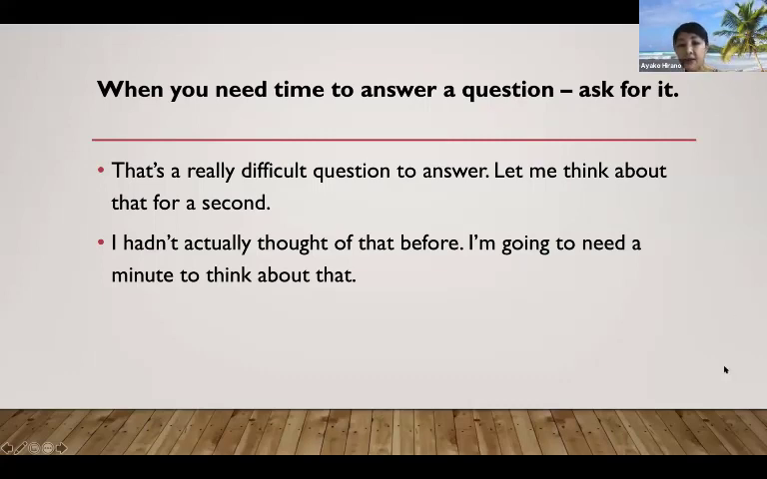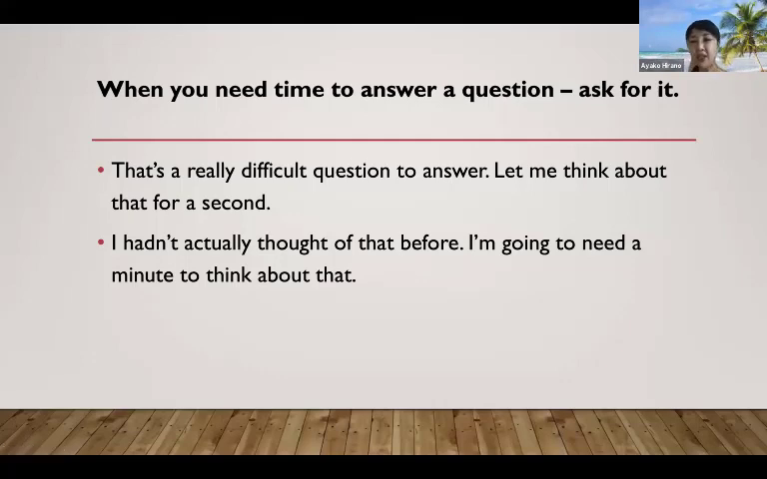Please read the first one. That's a really difficult question to answer. Let me think about that for a second. Okay, let me think about that for a second. Please give me some time. Yes. And I can't read the name because it is written in Khmer language, but do you know who I am talking about? I'm sorry, I can't read their name because it's written in, yeah. Do you know who I'm talking about? Okay.